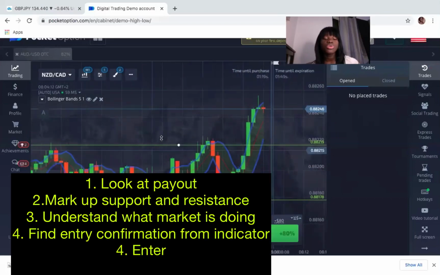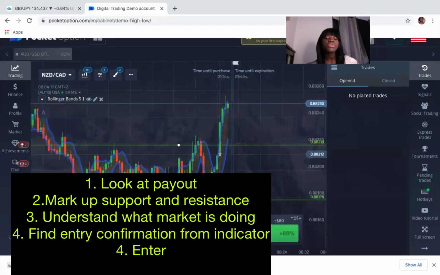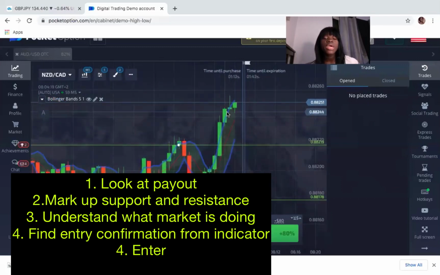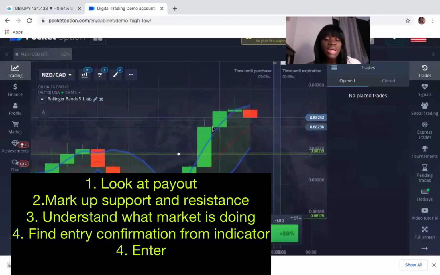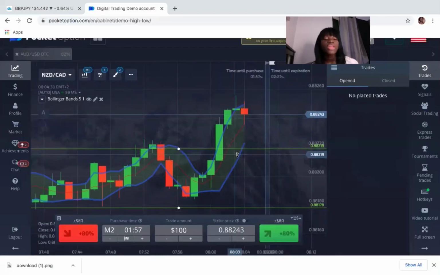You mark up your support and resistance. You understand what the market is doing. You look at the payout, right? You find a low entry. Is the candle scraping against the blue line or is it below the red line? That's going to tell you exactly what you should do next, right? Simple as that. Find your entry, go in, get out with the bag.